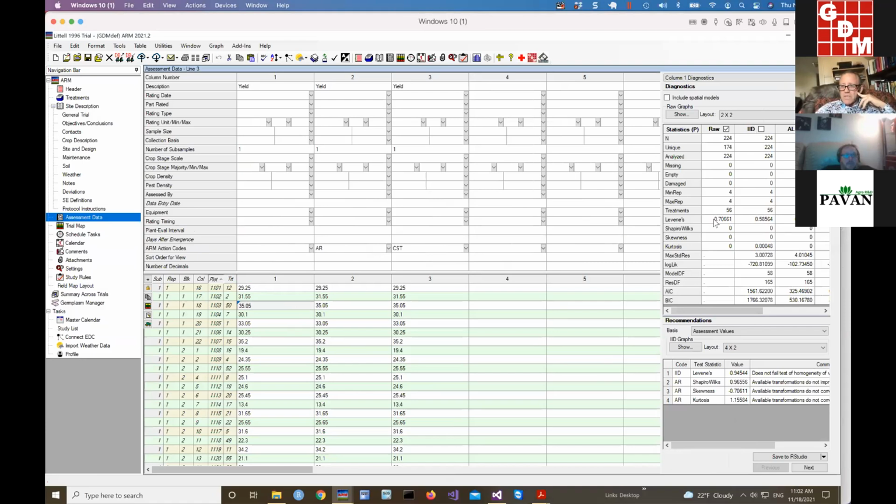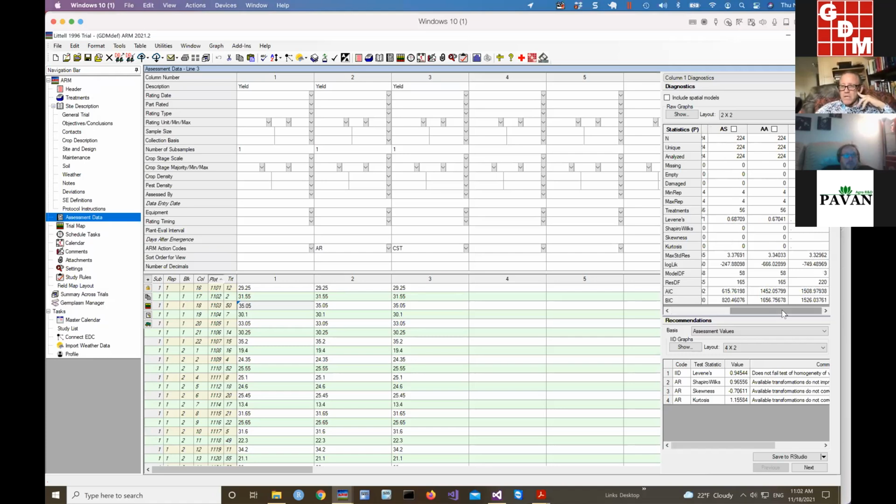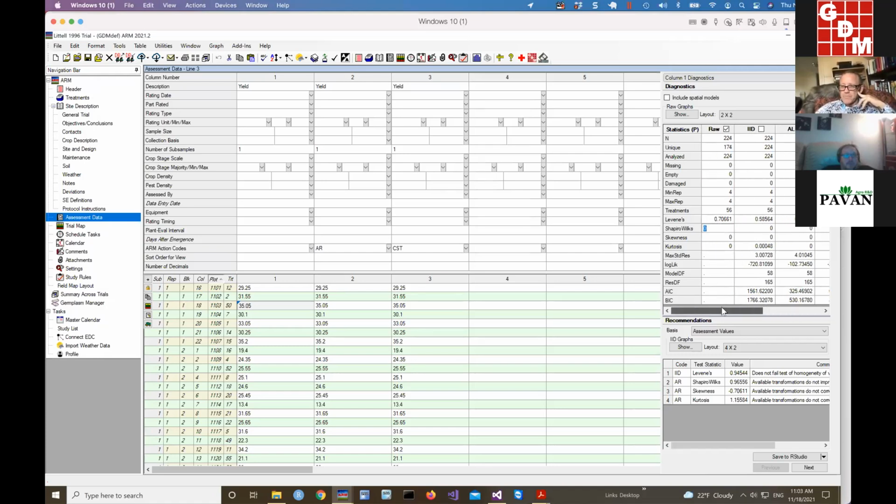And if we look at Levene's test, isn't the problem. It's Shapiro-Wilk, the general test of normality. None of the available transformations will correct the data. So there is no good simple recommendation. And that's where we get the analysis of ranks.